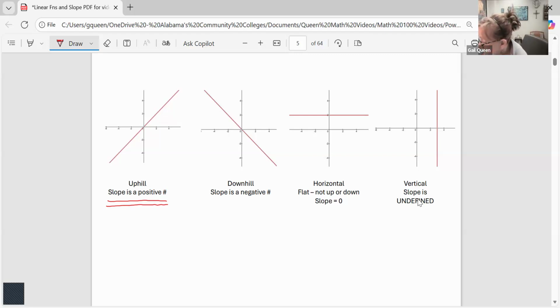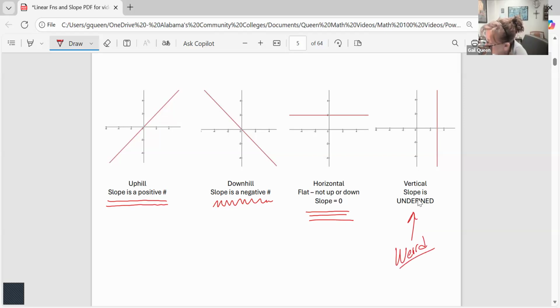If you are going downhill, like the second line, when we read this one from left to right, it's going down. This will have a negative slope. And when it is horizontal, the third example here, this is flat. It's not going uphill. It's not going downhill. It's literally just a flat street. Okay, horizontal line. That means there's no slope. It's zero. It's not a positive number. It's not a negative number. It's zero.